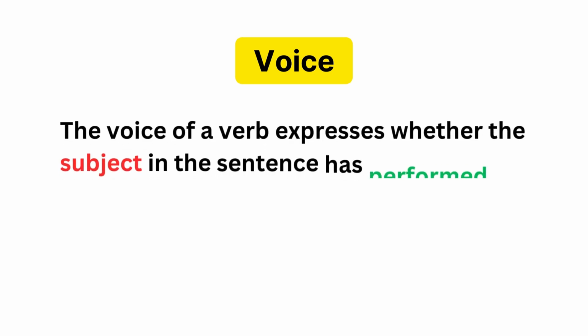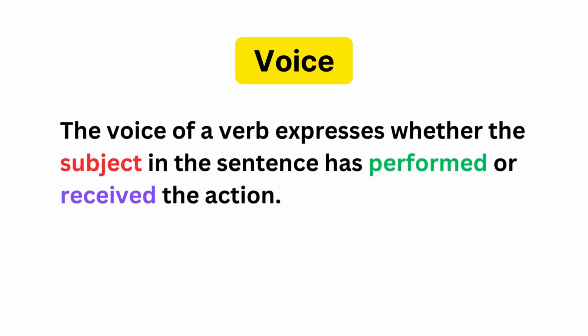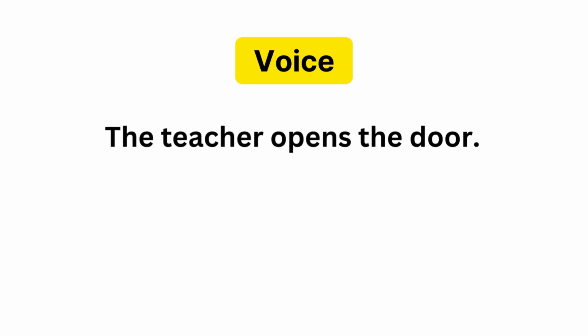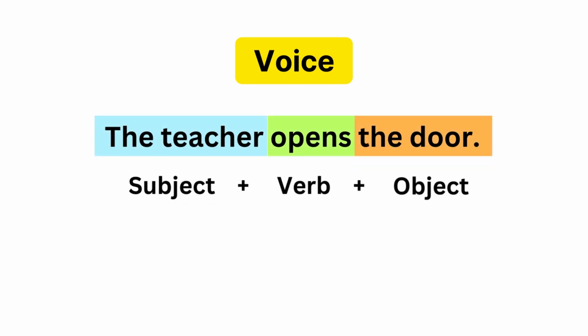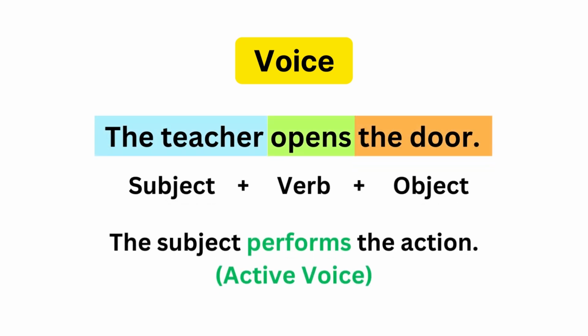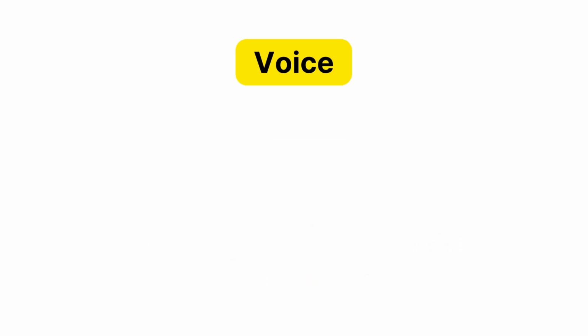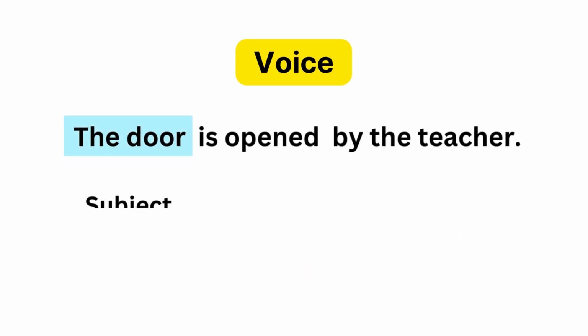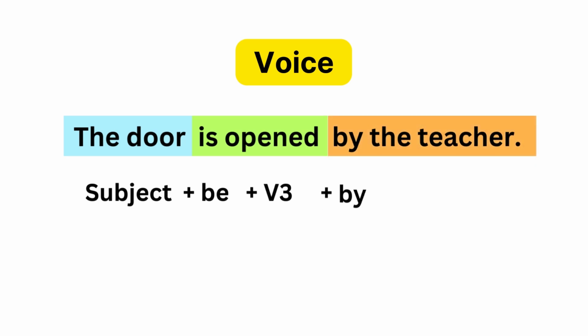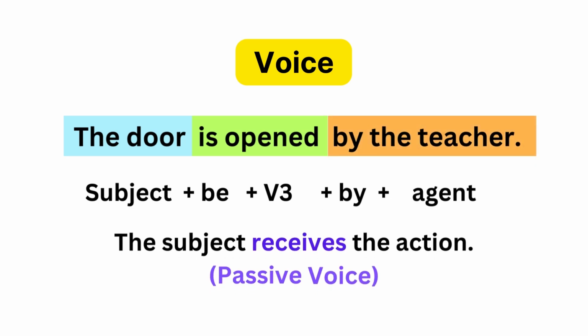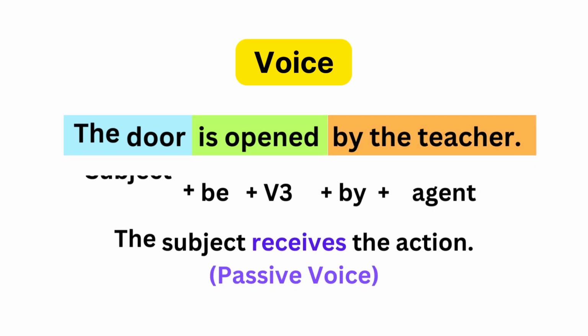First of all, let us understand the meaning of voice. The voice of a verb expresses whether the subject in the sentence has performed or received the action. For example, the teacher opens the door. In this sentence, the subject performs the action. The door is opened by the teacher. But in this sentence, the subject receives the action.